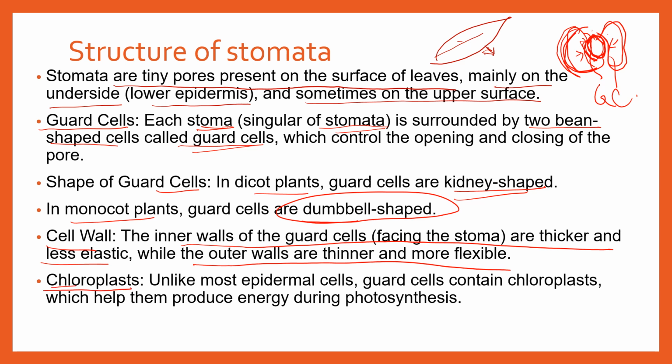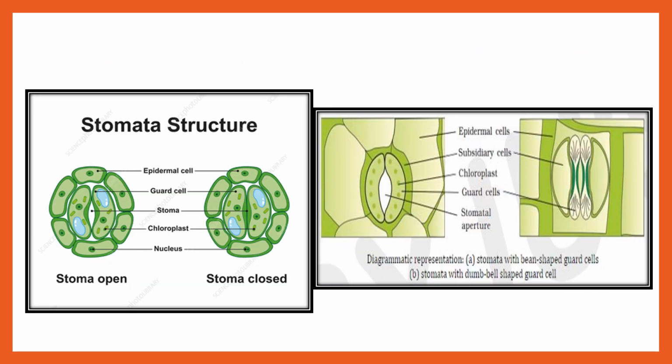Now comes the chloroplast. Unlike most epidermal cells, guard cells contain chloroplasts, which help them to produce energy during photosynthesis. Chloroplasts are the cell parts which contain chlorophyll. So chlorophyll containing cells in leaves are called chloroplasts. So let us see the structure of stomata now. So this is the structure of the stomata.